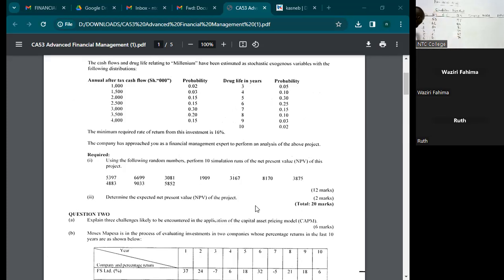The next one? 38, and 75. Good. Next one? 48, and 83. Then 90, and then 33. And then we have 58.